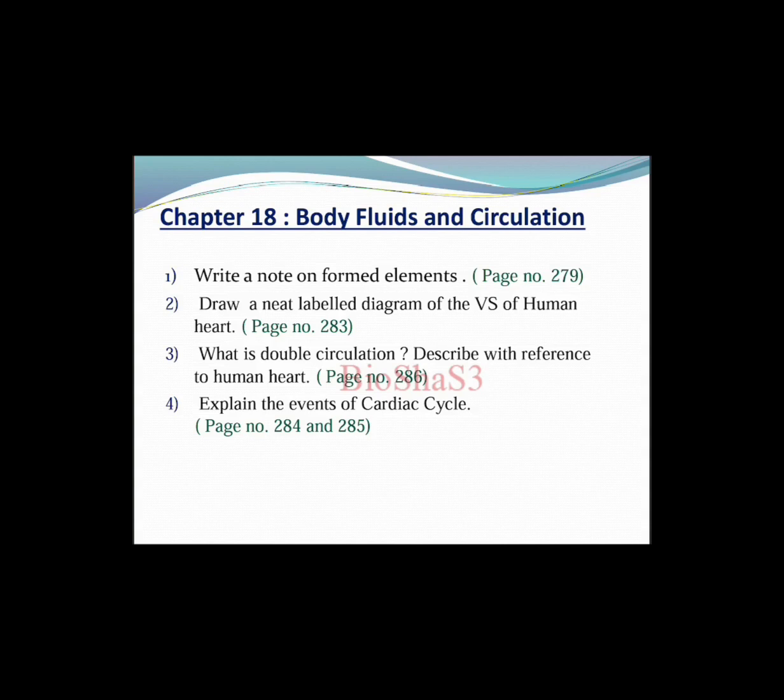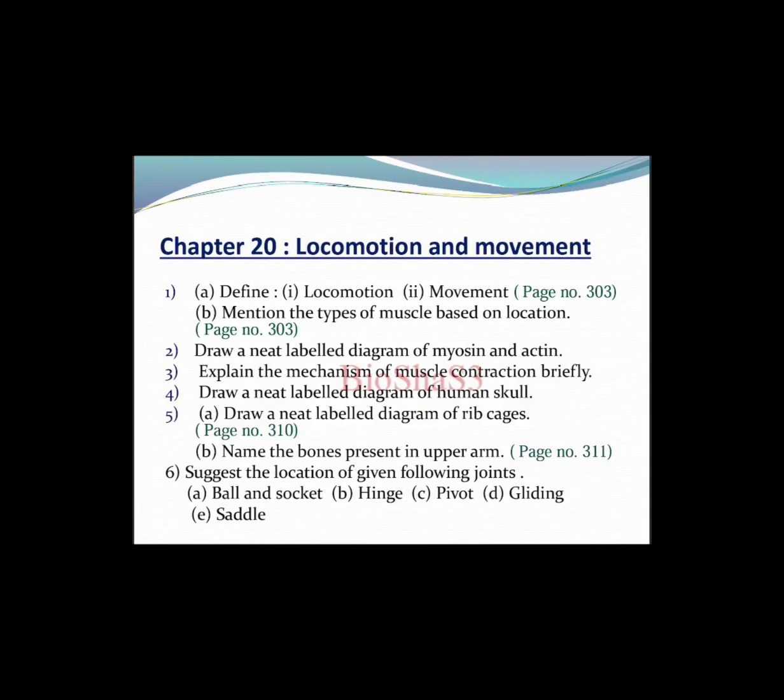Then what is meant by double circulation? Describe with reference to human heart. So you have to write the definition of double circulation, or what is meant by double circulation, and you have to explain how the blood is circulated twice. So that you have to write. Then explain the events of cardiac cycle. This is a very important topic. Don't miss it. Okay. Next.